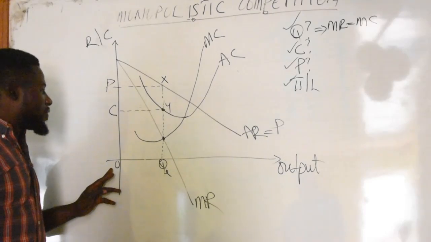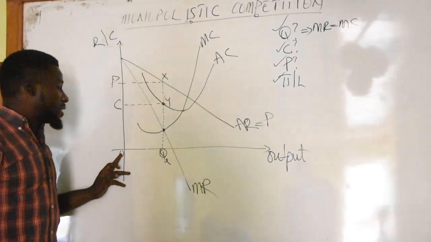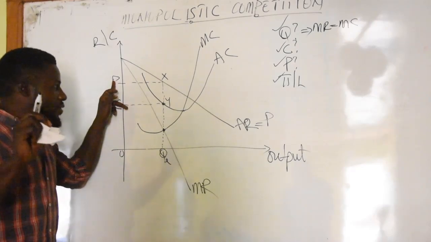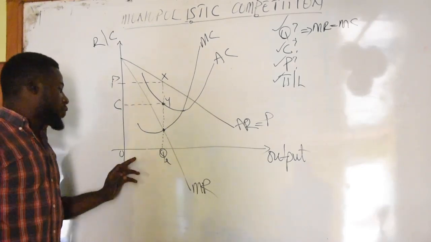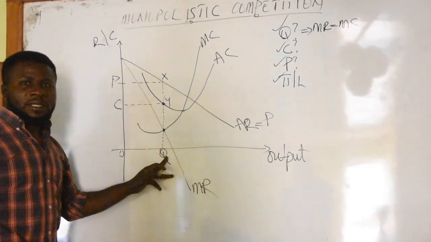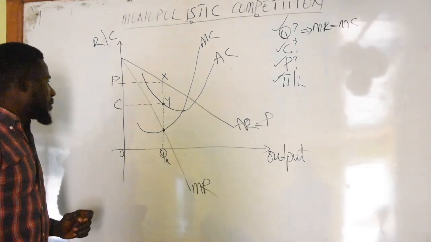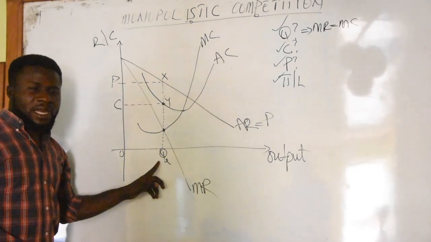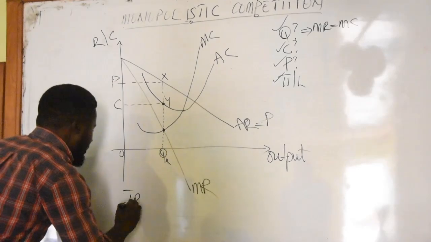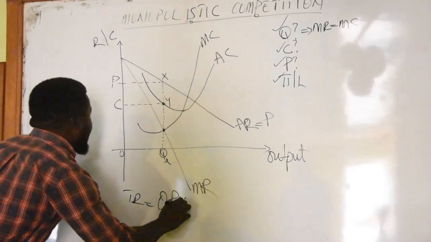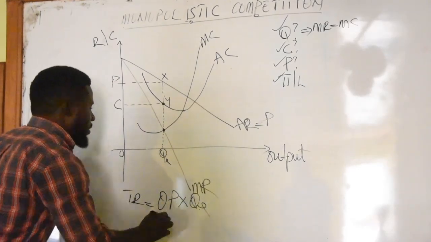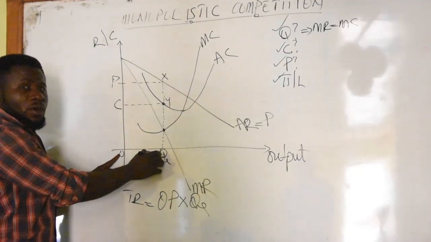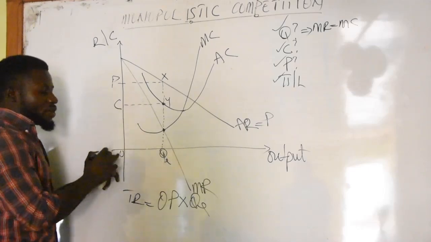This firm's total revenue is determined by multiplying price per unit times output. So we have OP times OQ. That is this firm's total revenue, or you can say OPX QE. So total revenue is equal to OPX QE. And then the total cost is OCY QE, or you say OC times OQ.